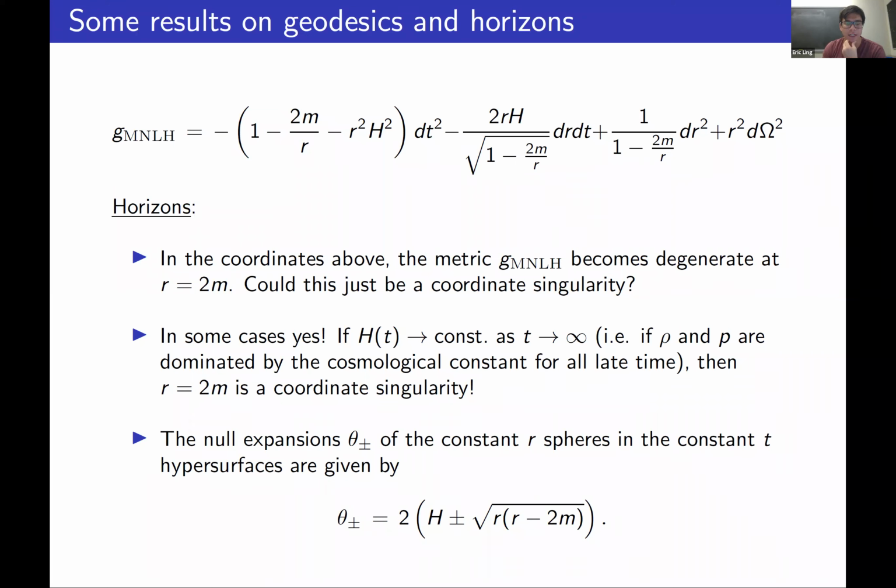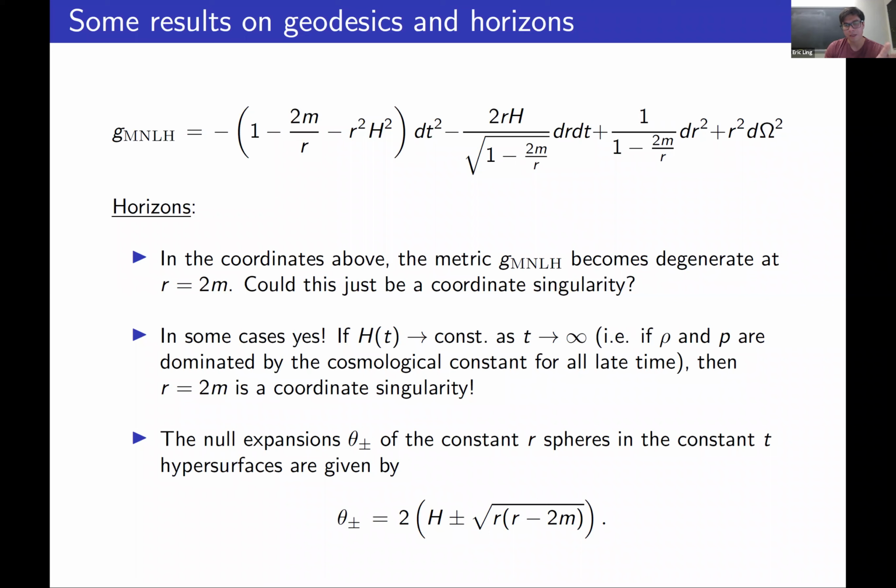Okay, and so finally, I want to look at horizons. These guys, when they looked at this spacetime, were really looking at matter models, and so they concluded that r equals 2m is not a coordinate singularity in this case because they weren't able to find other coordinates. Let me back up for a second first. Actually, we know that r equals 2m is a coordinate singularity in the Schwarzschild model.